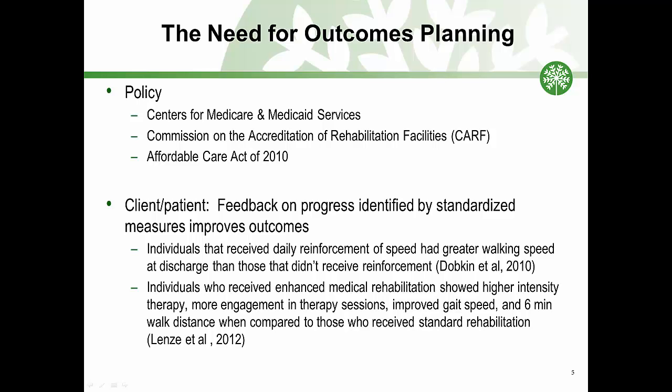In the Lens article, older adults were randomized into an enhanced medical rehabilitation group that included frequent feedback to patients on their progress. The group that received this enhanced rehabilitation showed higher intensity therapy, more engagement in therapy sessions, improved gait speed, and 6-minute walk distance when compared to those who received standard rehabilitation.